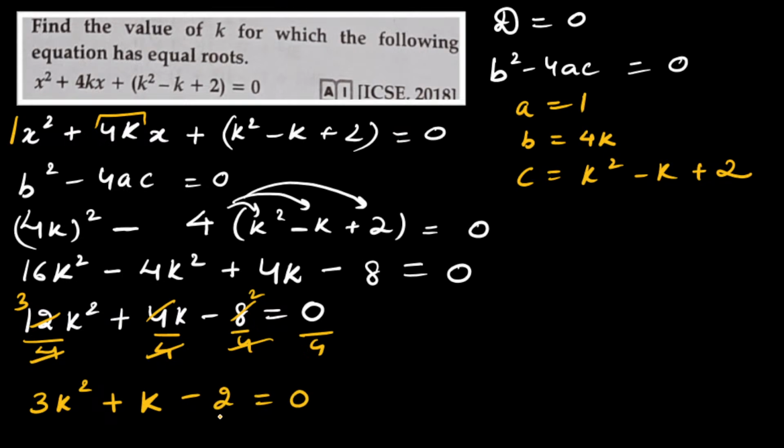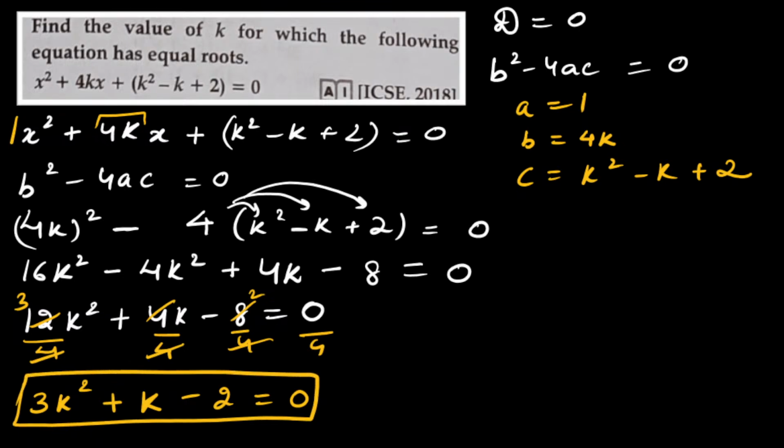Again, if you see here, we are getting a quadratic equation like we did in the previous question. That means this also we have to solve. This quadratic equation is an equation in variable k. The variable is k here, but still we have to solve. Since we are getting a quadratic equation, that means two values of k we will get.